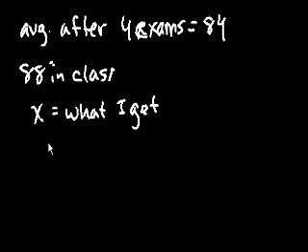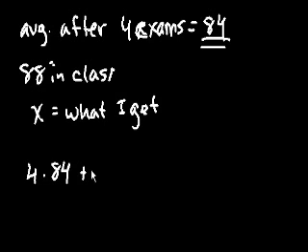So now what we can say is that the first four exams, I could either list out the first four exams that I took, or I already know what the average is. So I know the sum of the first four exams is going to be 4 times 84. And now I want to add what I get on the fifth exam, x. And now I'm going to divide that by all 5 exams. So notice, this number is the average of my first 5 exams.